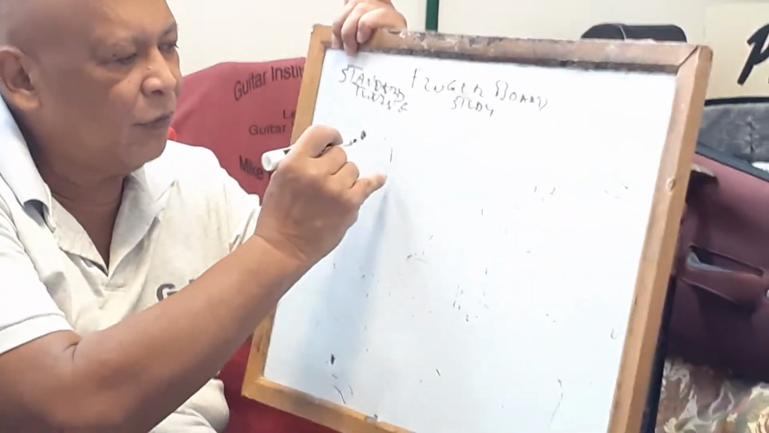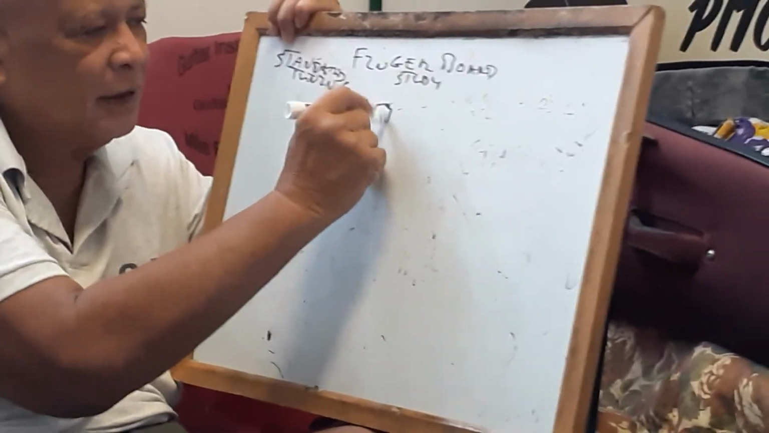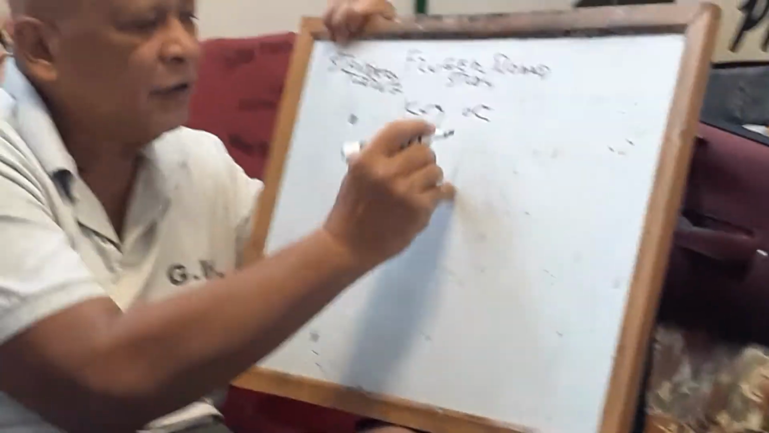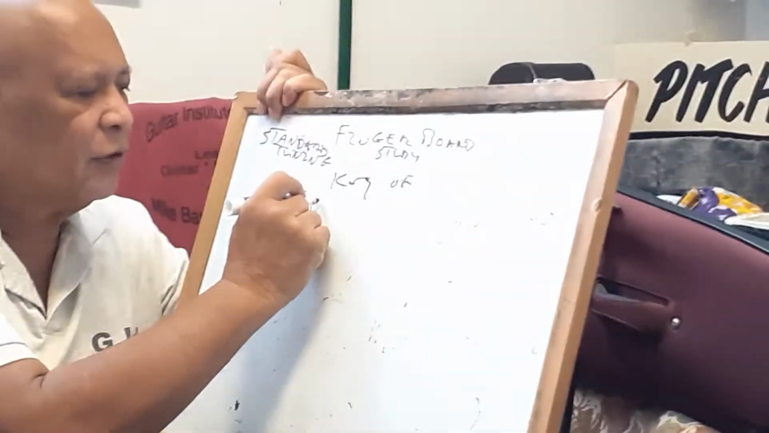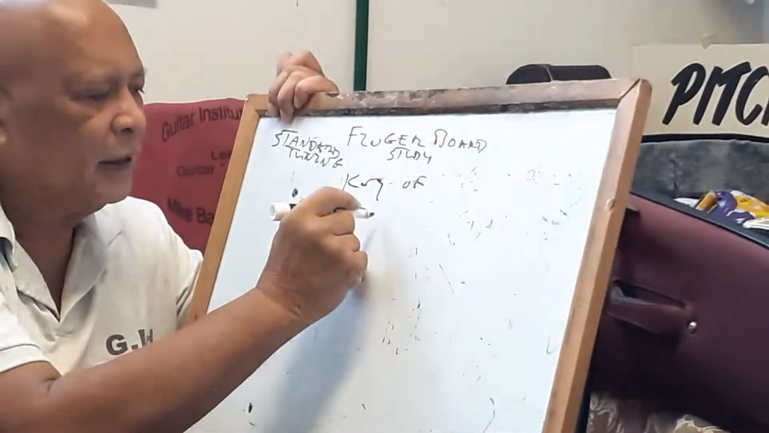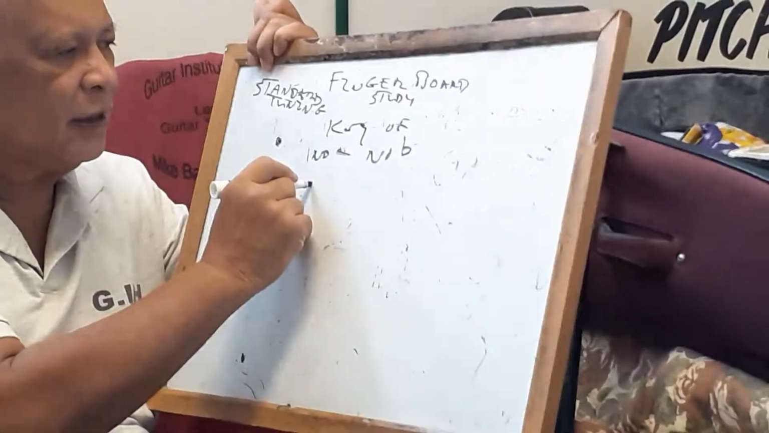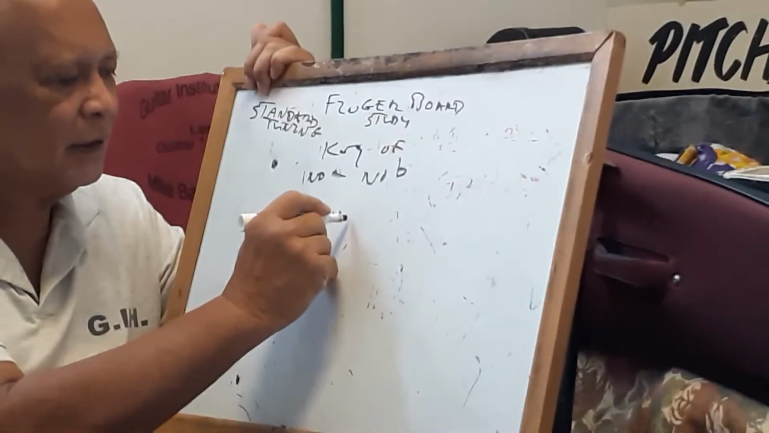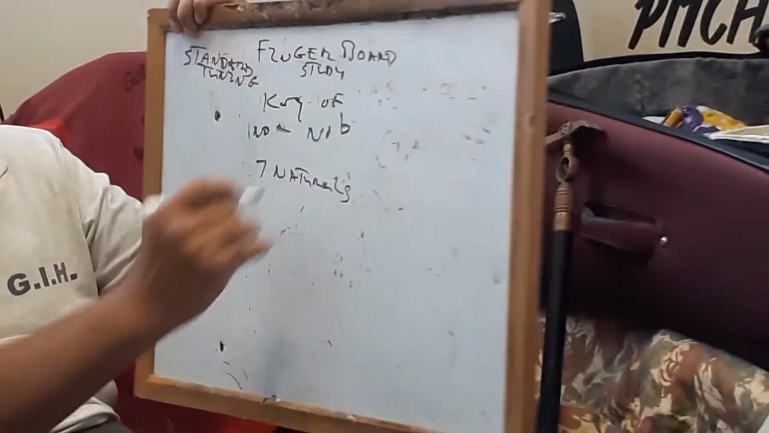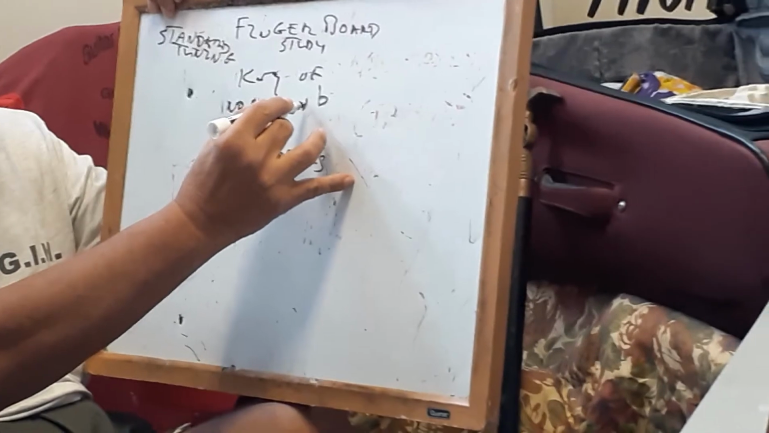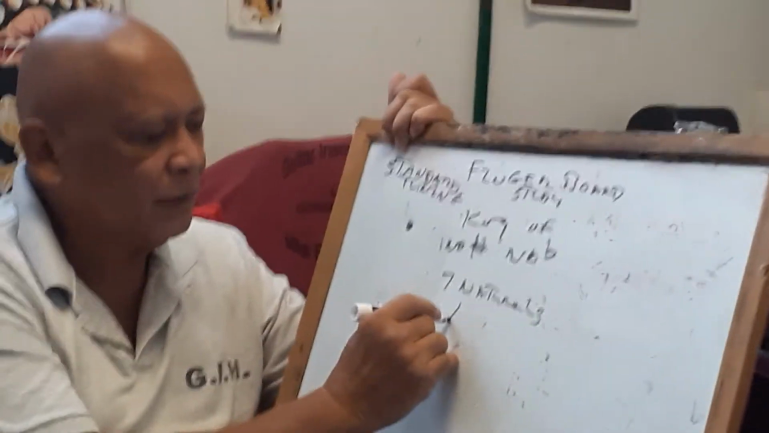Okay, so when you have a note like this starting on C, what key are we in? Key of C. Now the key of C has no sharps, no flats, it has 7 naturals.